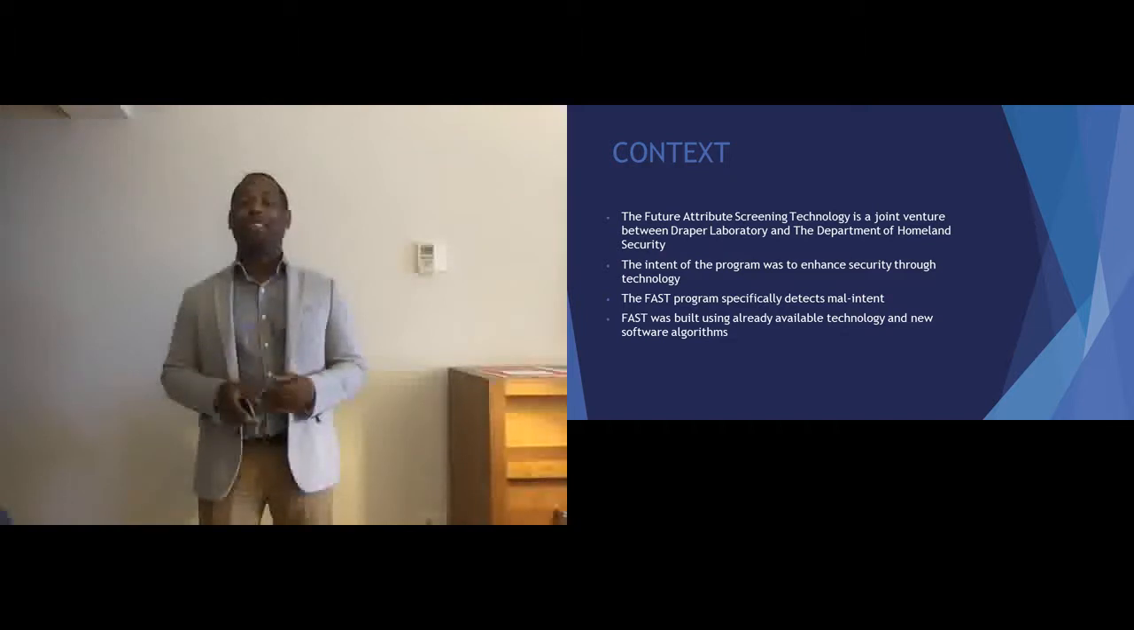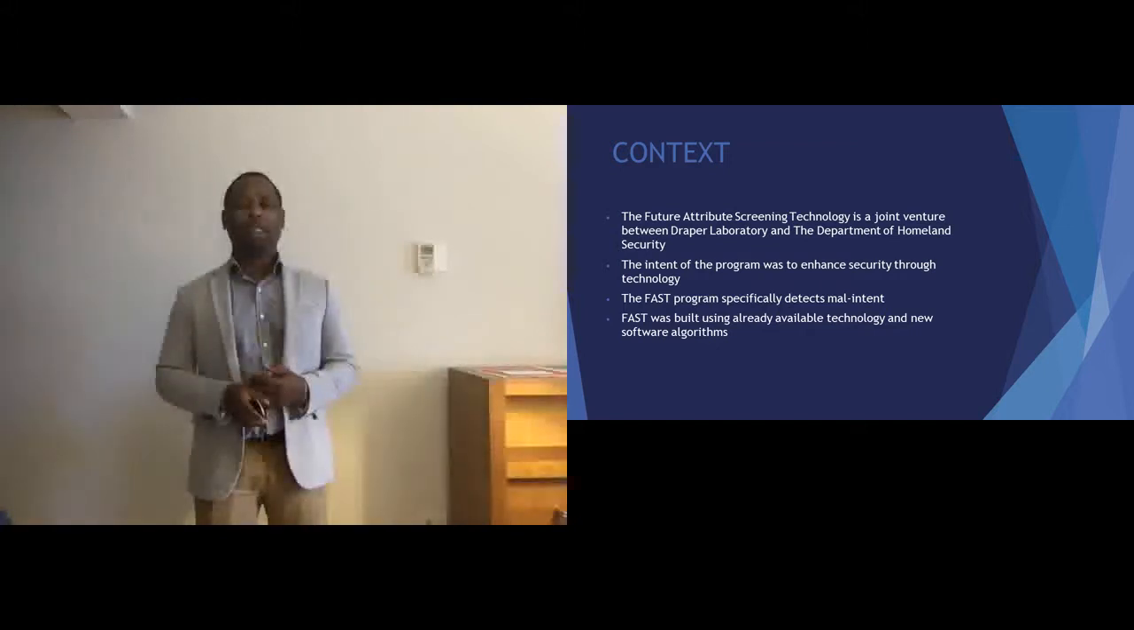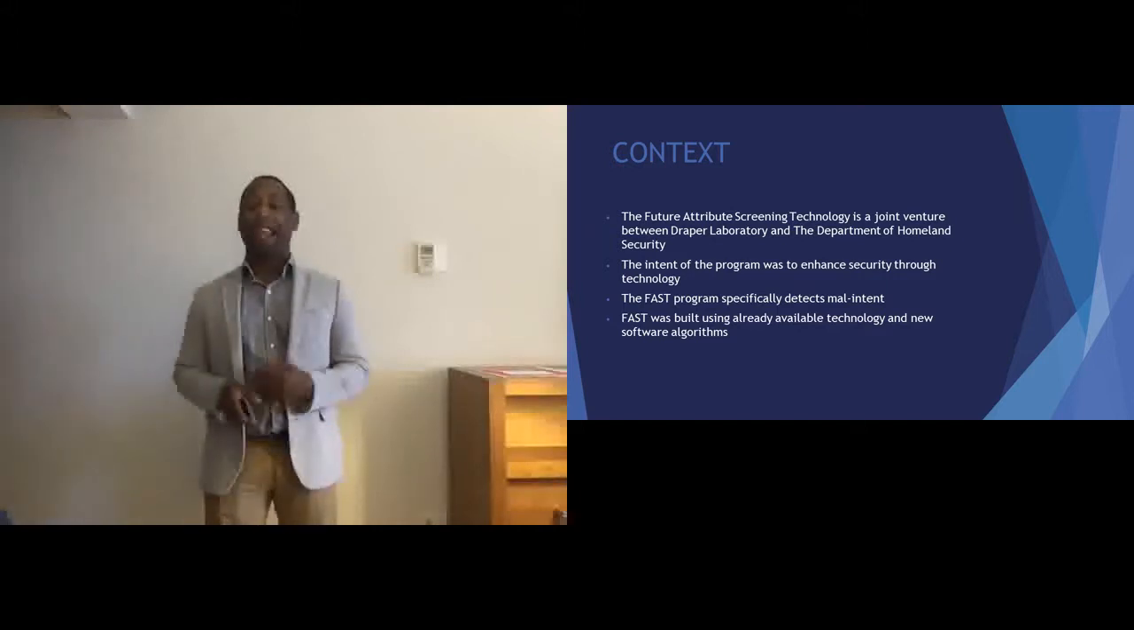Now, malintent is a mashup of words that was created by Department of Homeland Security that stands for malicious intent. So the program is supposed to predict if a person is likely to commit a crime before they commit a crime. And herein lies the controversy. FAST was built using already available technologies and new software algorithms.